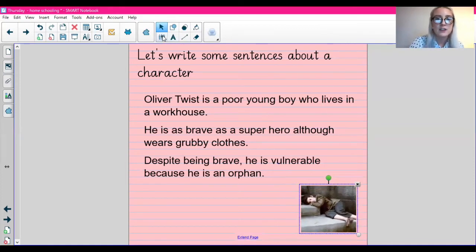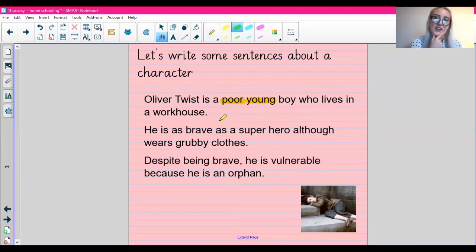Okay, and if we have a look, so if I get my highlighter quickly now, to look at some of the language, I've used poor, young, so I've used some adjectives. Can you spot any figurative language that I've used in here? I've said that he is as brave as a superhero, which is a simile. Good. I've also used another adjective there, grubby.